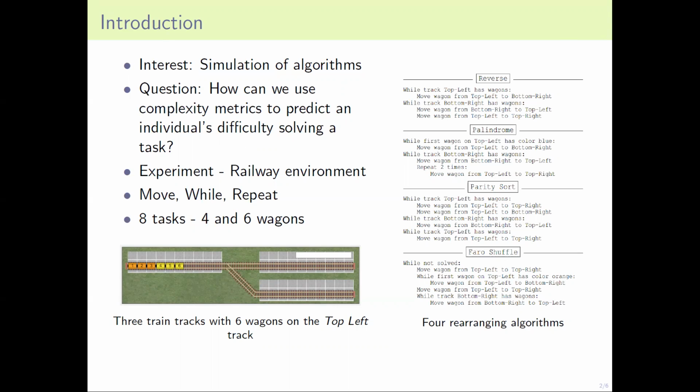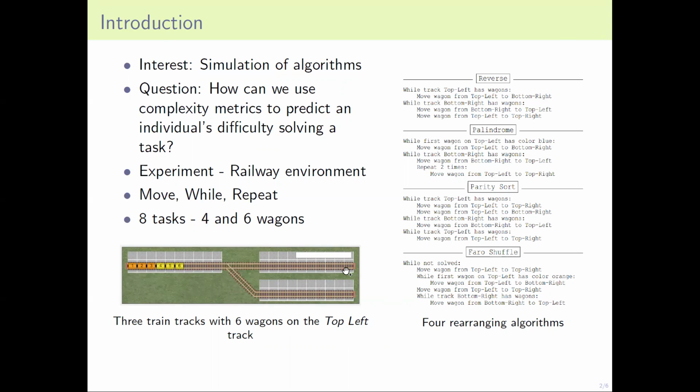We conducted an experiment within a railway environment. Participants saw 3 train tracks like here. The top left track has a series of wagons in a specific order. They were then presented with one of these 4 rearrangement algorithms and asked to simulate the algorithm and deduce the outcome or the final order of the wagons on the top right track.